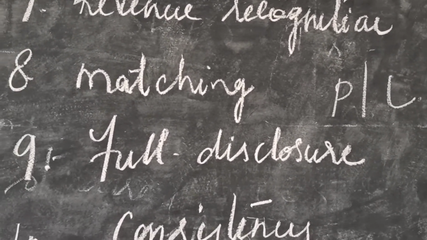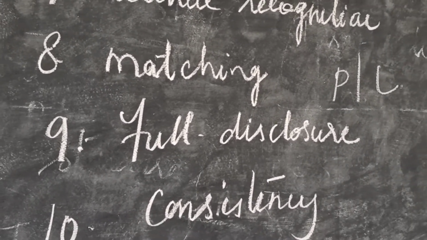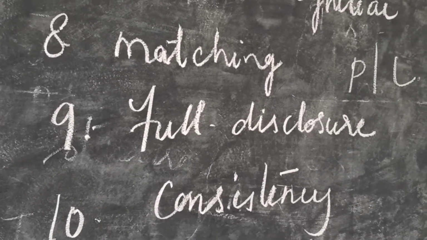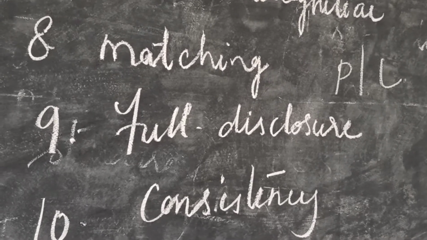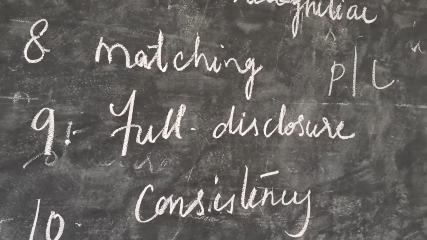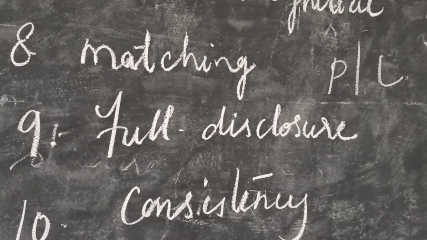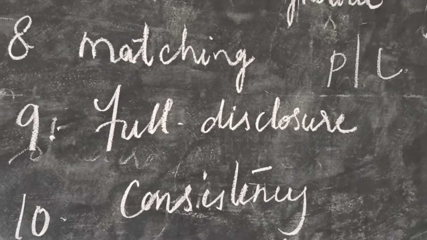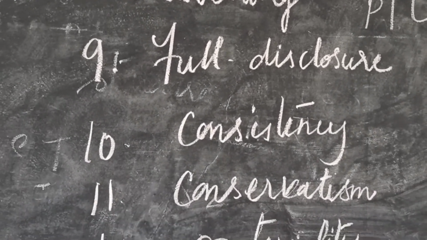Next we have full disclosure. What is full disclosure? It says you have to furnish all the details in order to arrive at the true profit or loss, or in order to know the financial statement. So full disclosure means you cannot ignore certain things. You have to provide all the details which are required in order to know the profits of the company.